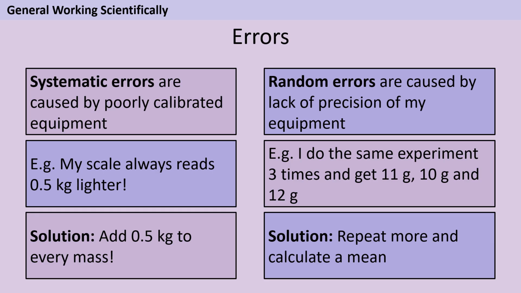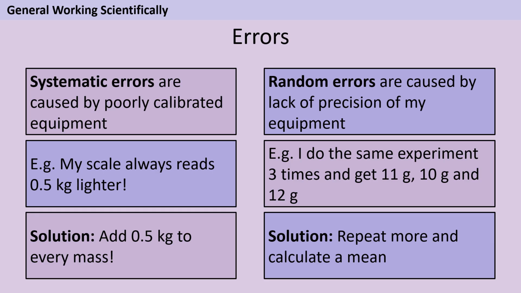There are 2 main kinds of error. There are systematic errors, which are caused by poorly calibrated equipment. This could be things like having a balance where the mass is always reading half a kilo lighter than it should be. So if you know that, then you can just solve this by always adding half a kilo onto your calculations. If this affects the balance when it has nothing on it and it's still saying minus 0.5 kilograms, then this is called a zero error.